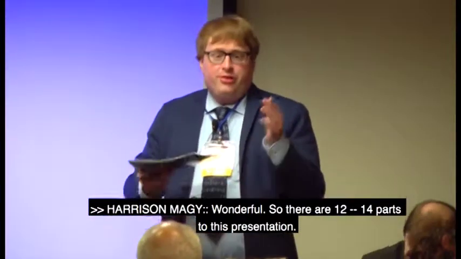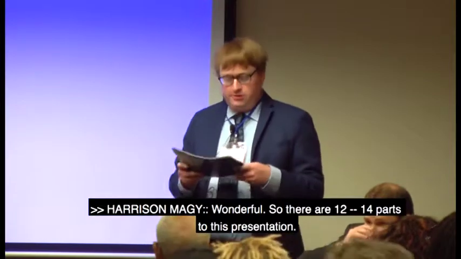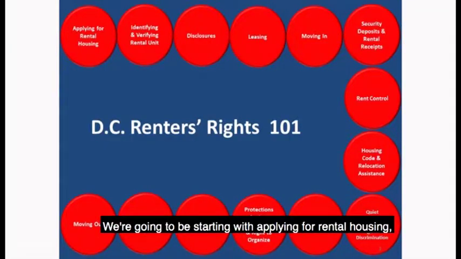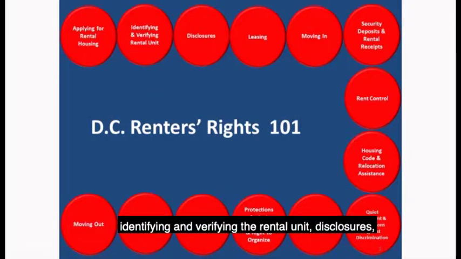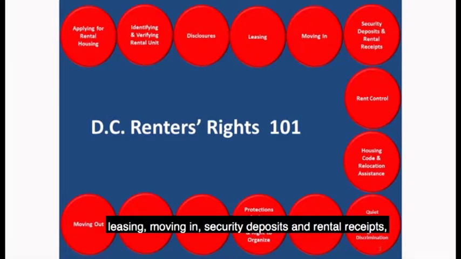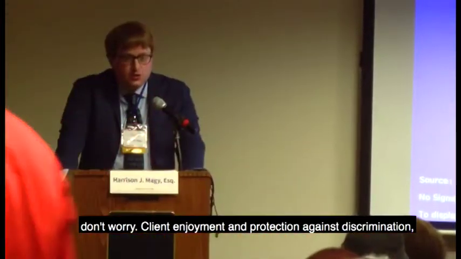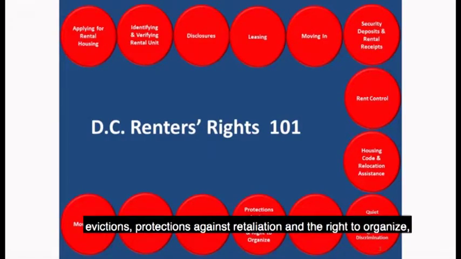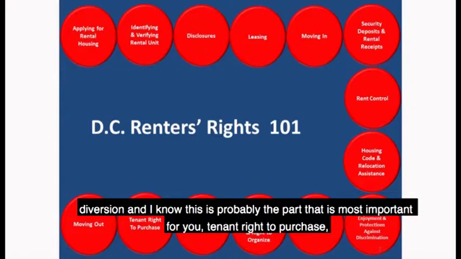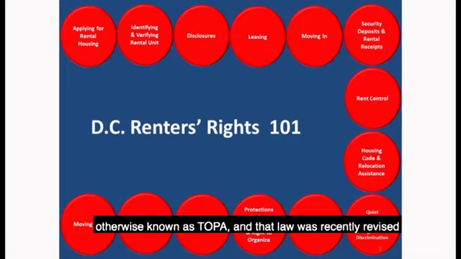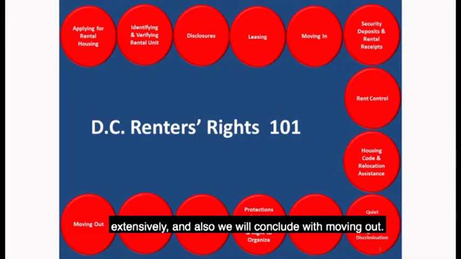So, there are 14 parts to this presentation. We're going to be starting with applying for rental housing, identifying and verifying the rental unit, disclosures, leasing, moving in, security deposits and rental receipts, rent control, housing code and relocation assistance. We will be taking a break in the middle, don't worry. Quiet enjoyment and protection against discrimination, evictions, protections against retaliation and the right to organize, conversion, and I know this is probably the part that is most important to you, tenant right to purchase, otherwise known as TOPA, and that law was recently revised extensively. And also we will conclude with moving out.